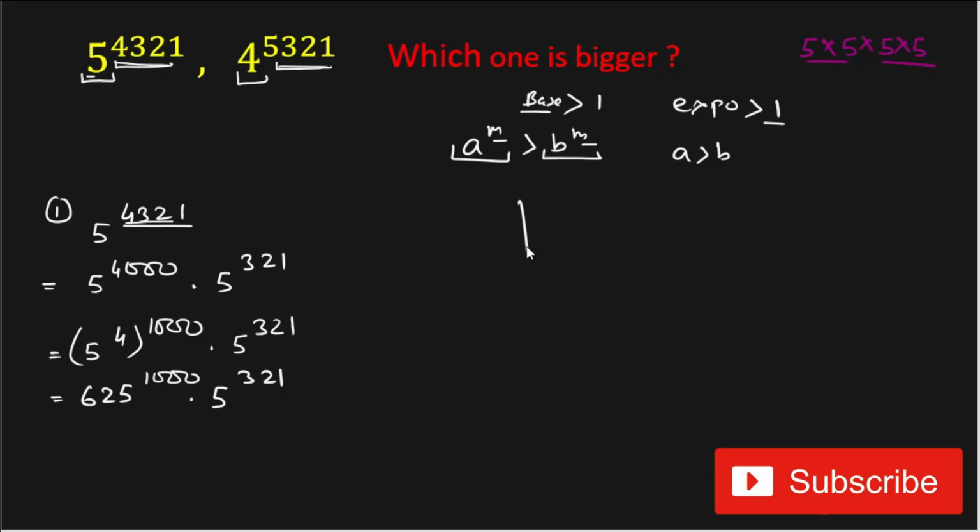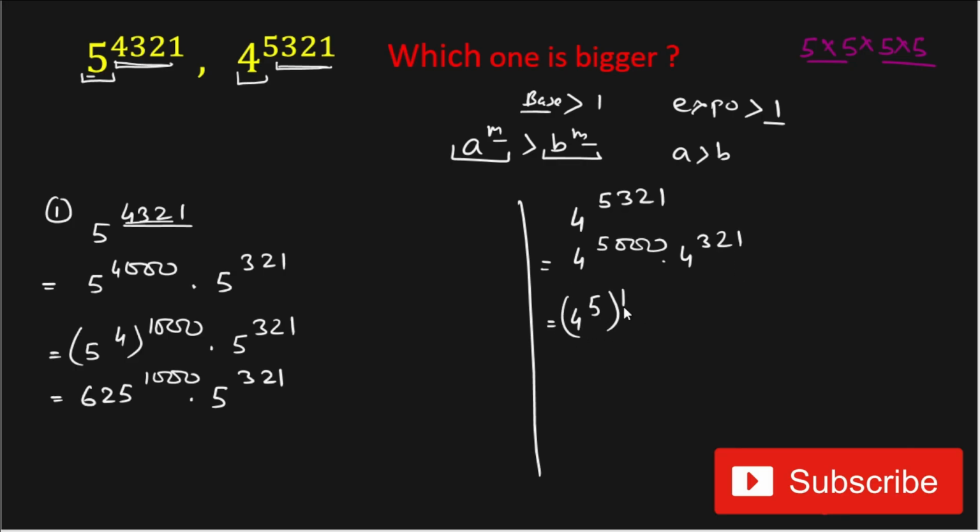Now we'll write the second term and try to make the same exponents. Here it is 4 to the power 5321. Likewise we can write 4 to the power 5000 times 4 to the power 321. Now in the next step we'll write 4 to the power 5 and whole to the power 1000. We have split 5000 into 5 and 1000, times 4 to the power 321.